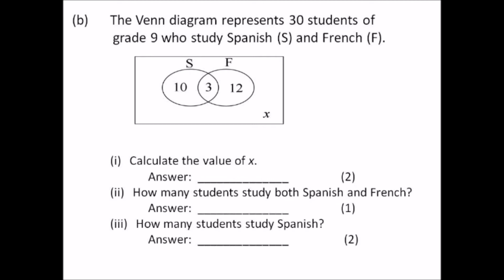The Venn diagram represents 30 students of grade 9 who study Spanish S and French F. 1. Calculate the value of X. 2. How many students study both Spanish and French? 3. How many students study Spanish? Go ahead, you have 5 marks for B. And you had 2 marks earlier, so that's 7 big marks again.